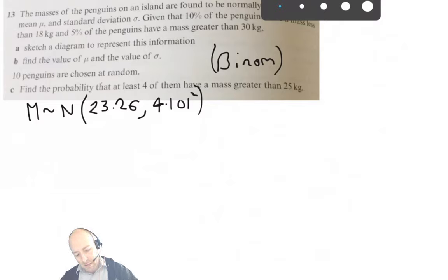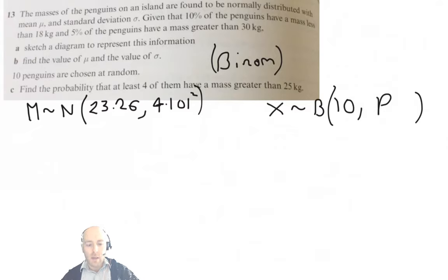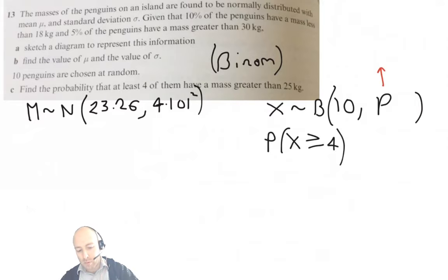So I'm going to go over here. I'm going to say X now is a binomial with a sample size of 10 and a probability of success that we don't know. So I could put P in there. Okay, and we want to try and find the probability X is at least 4, greater than or equal to 4. So P, we don't know it, but P is the probability of a penguin weighing more than 25 kilograms. Is a probability the mass is more than 25.